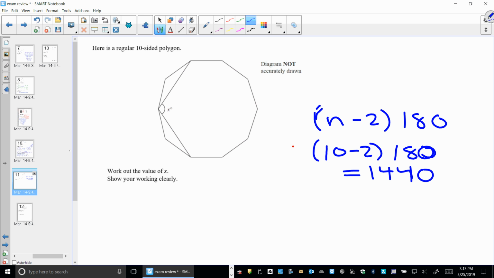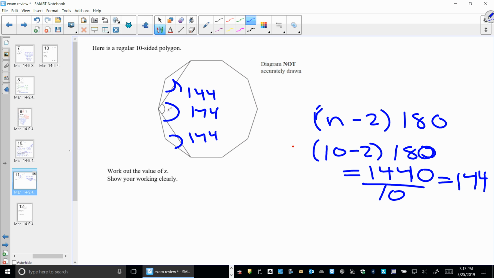And that gives us 1,440. Then since we know it's a 10-sided shape, so it has 10 angles, we divide the total by 10, and then we get 144. So all of them equal 144, and this one also equals 144. They all equal 144, but I use these ones in my working. Since these sides are equal, since you know it's a regular polygon, you know these are isosceles triangles.